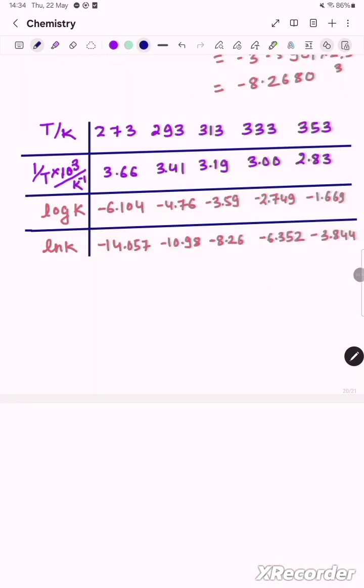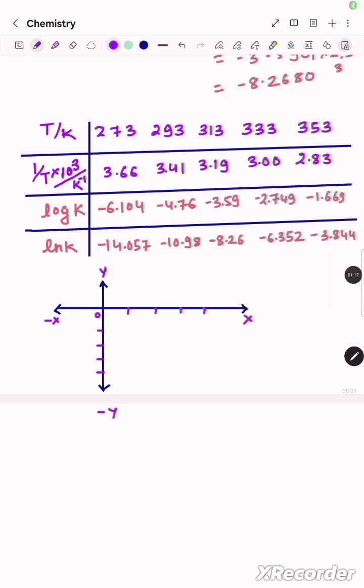Now this is the whole table of 1 by T, temperature, and ln k value. So this is the initial and final value. So you have to represent the graph between 1 by T and ln k. Here ln k is in negative sign. So in a graph we know that this is the representation of 4 quadrants. Here this is plus y, minus x, plus x.